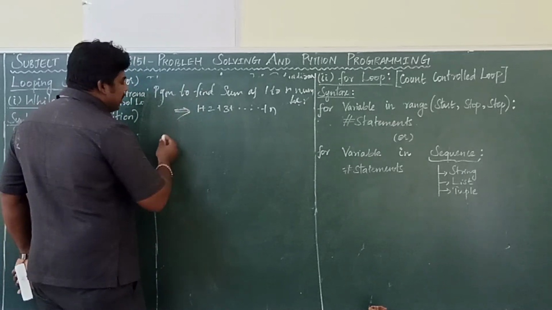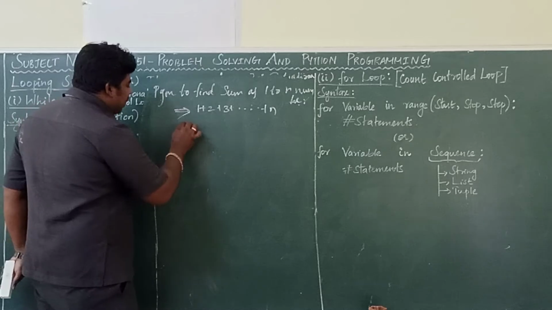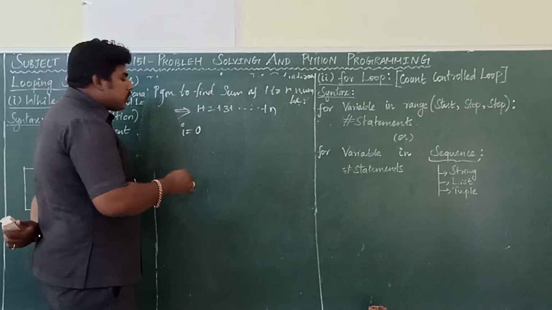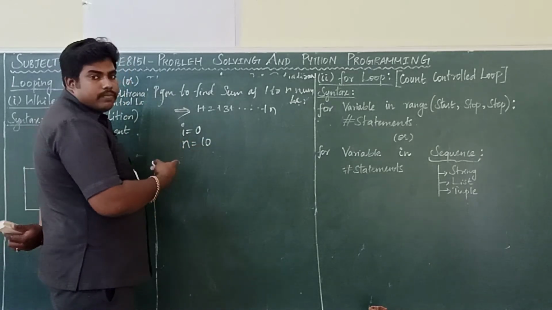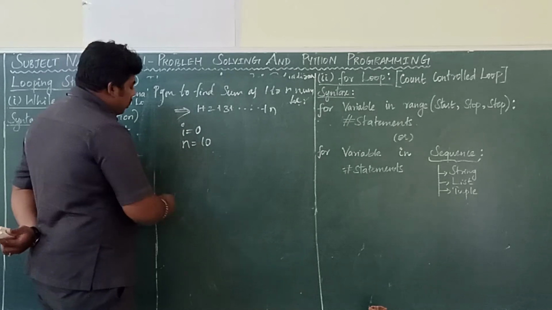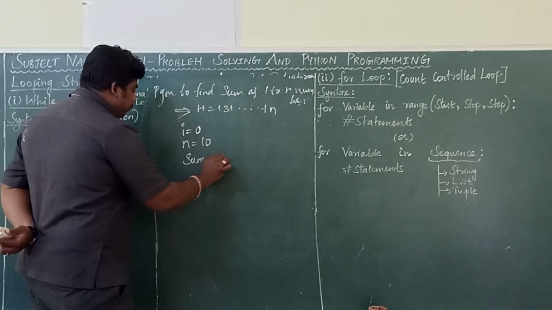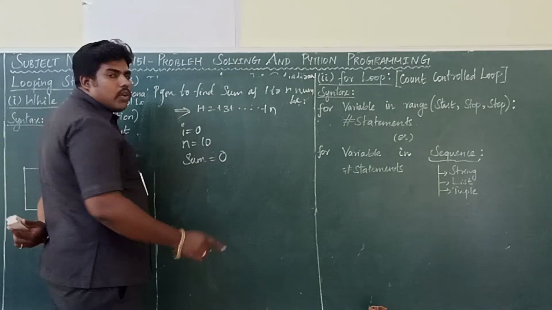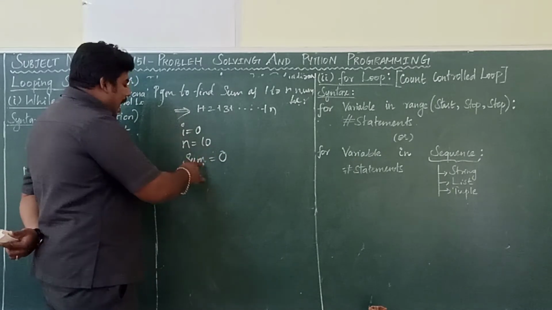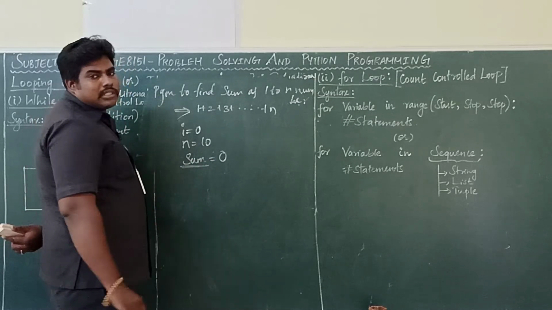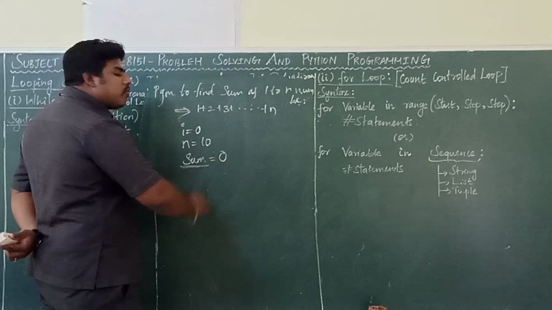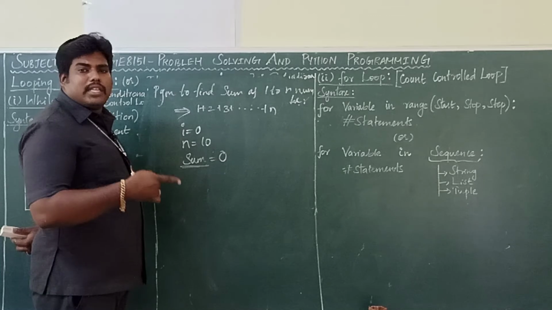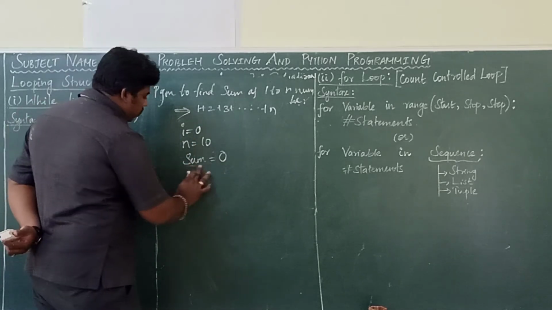Okay. So first, initialization, as per your steps. i equal to 0. What is this? Starting conditional variable, starting position. Then n equal to 10. This is the ending variable. Then sum equal to 0. Why am I taking sum equal to 0? Any number added with 0, you get the same number. For storing this answer, I need a variable, so I am using sum. For multiplication, you have to take 1. Any number multiplied with 1, you will get the same number. So here sum equal to 0.